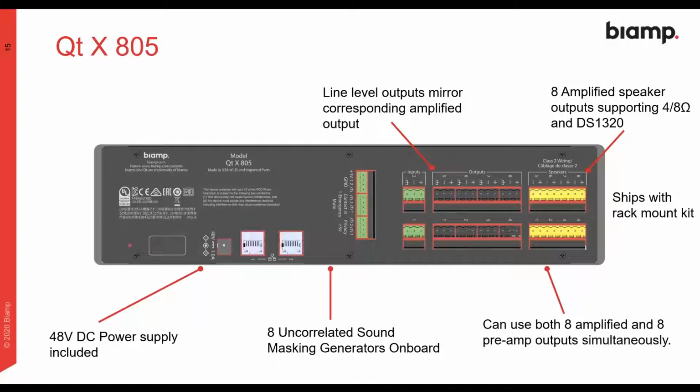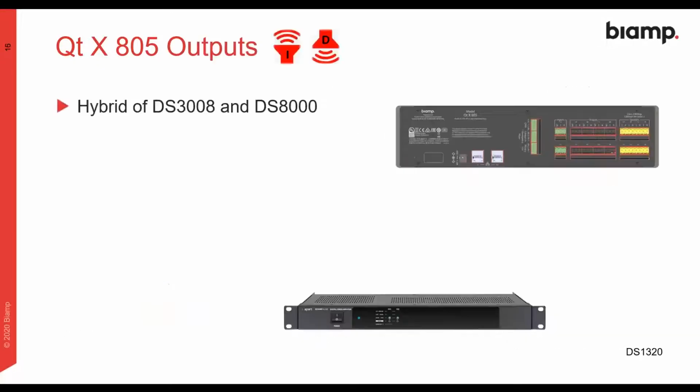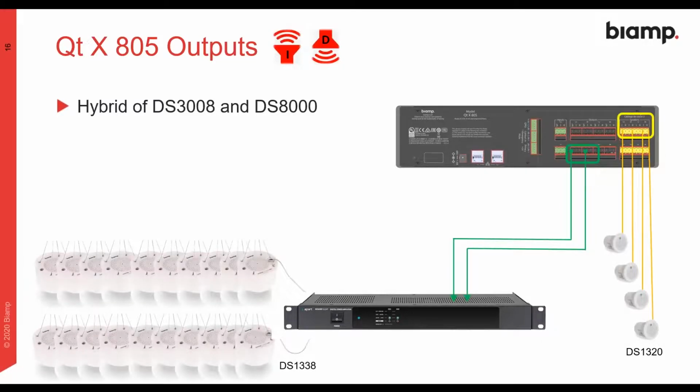We've still got the 8 amplified speaker outputs, but in addition, we have 8 mirrored line level outputs. These are balanced line level outputs that could then feed a 4-channel amplifier or something along the lines of a distributed sound system. So you could mix and match as needed.